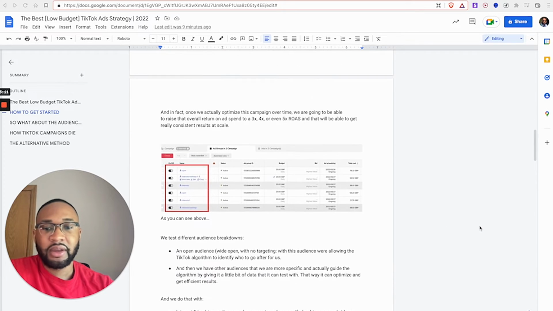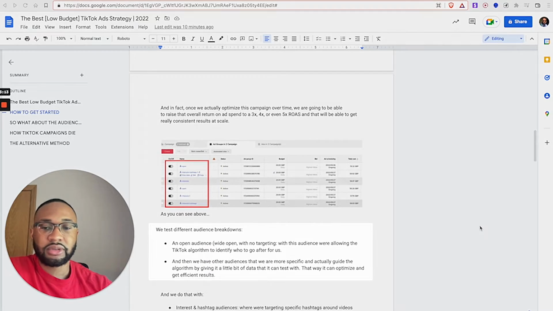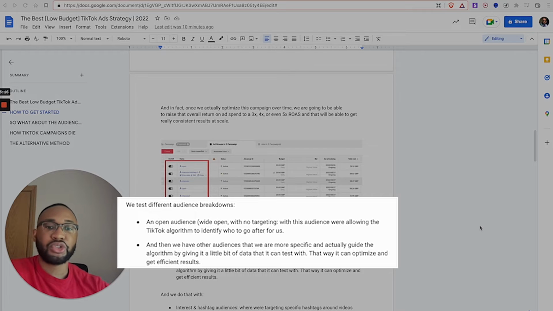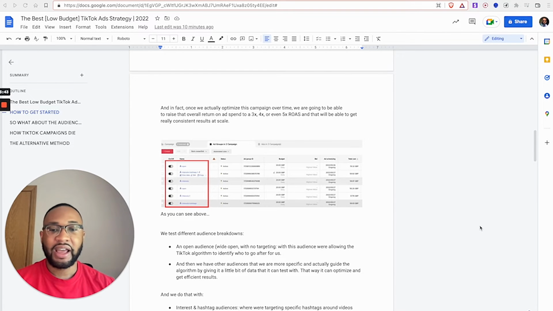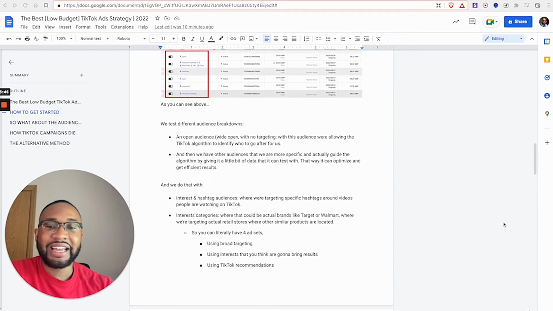So as you can see, we test different types of audience breakdowns. So we have an open audience, right? So a wide audience with no targeting. And with this audience, we're allowing the TikTok algorithm to identify who to go after for us. And then we have other audiences that are more specific and guide the algorithm by giving it a little bit more data that you can test with. That way it can optimize and get the most efficient results, because the TikTok algorithm is probably one of the most powerful things out there. And it's kind of suspect how it works sometimes, but it is just amazing.